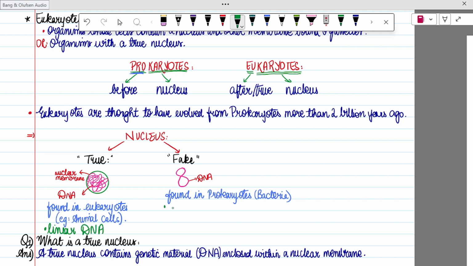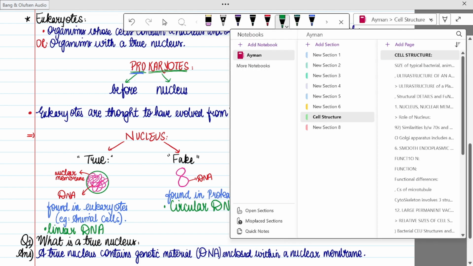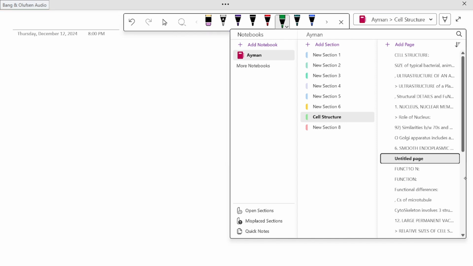and fake nucleus में you have circular DNA. तो ये भी एक important classification है, the shape of the DNA. So your prokaryotic cells, they have fake DNA, circular DNA, which is devoid. They're devoid of a true nucleus.